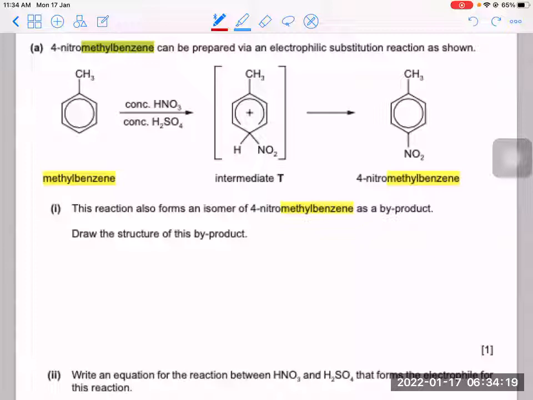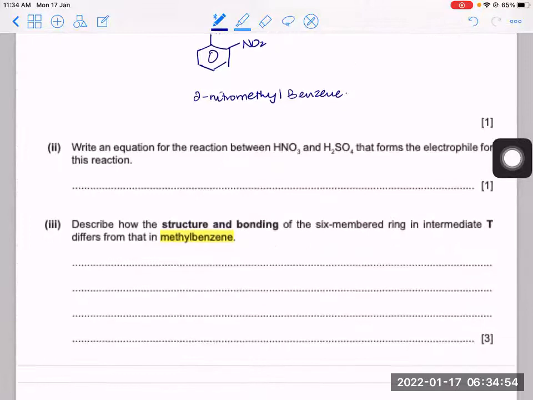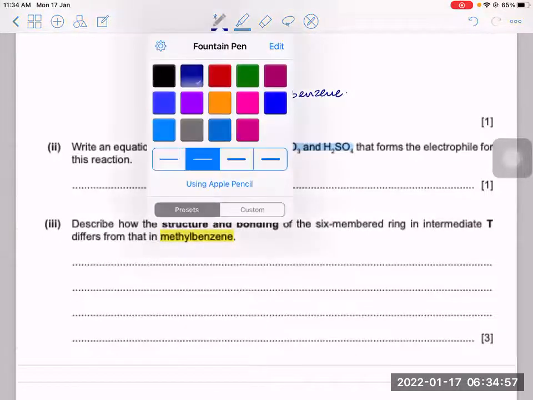Draw the structure. Now you know that the methyl group is what? An electron donating group, and it directs the incoming group to position number 2 and position number 4. So they've already shown 4-nitro, so the other product would be 2-nitromethylbenzene. Yes, so the other product would be 2-nitromethylbenzene, which is also a positional isomer of 4-nitromethylbenzene. Then they're saying write an equation for the reaction between HNO3 and H2SO4.